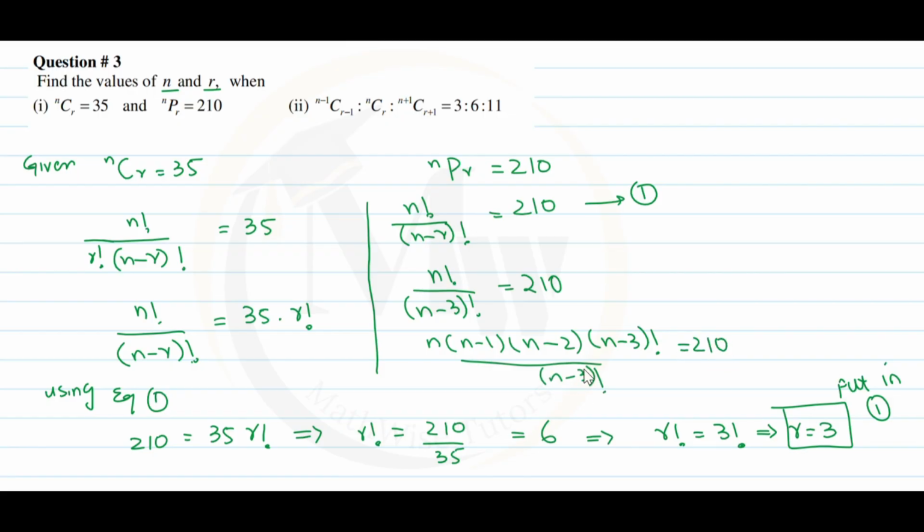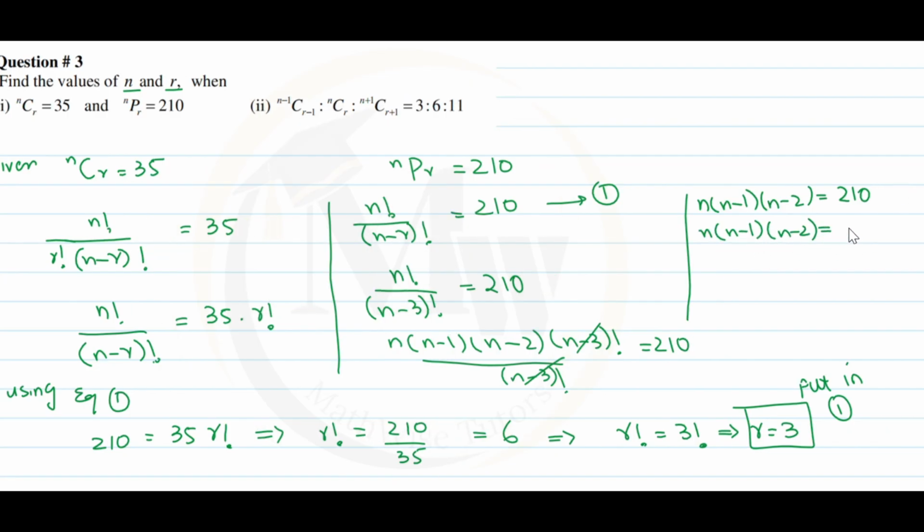The factorial terms will be cancelled out and we will have the term n times (n minus 1) times (n minus 2) equals 210. Now n times (n minus 1) times (n minus 2) equals 210 can be broken as 7 times 6 times 5, which clearly shows if n is 7, then 1 less, n minus 1, would be 6, and 2 less, n minus 2, would be 5. So it gave us n equals 7.